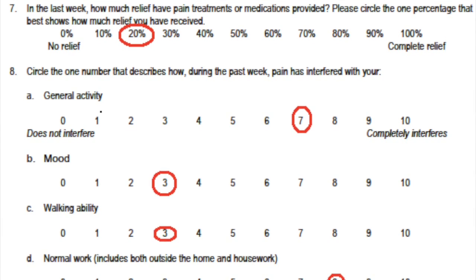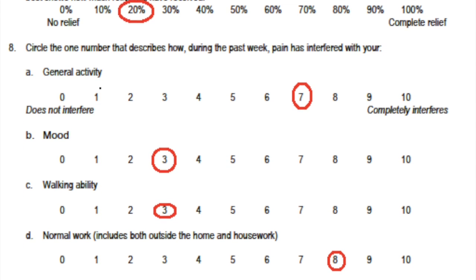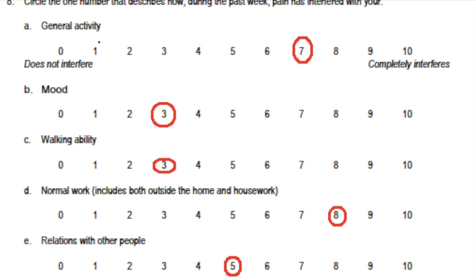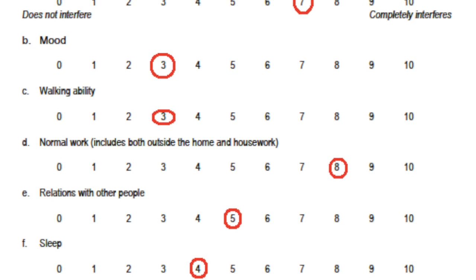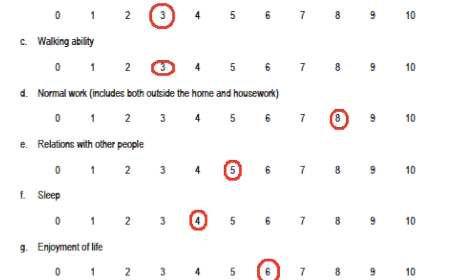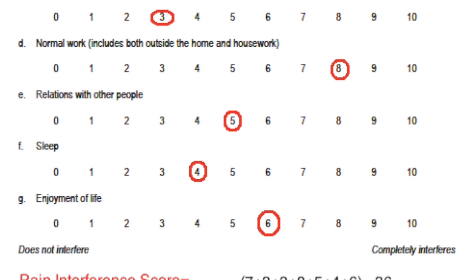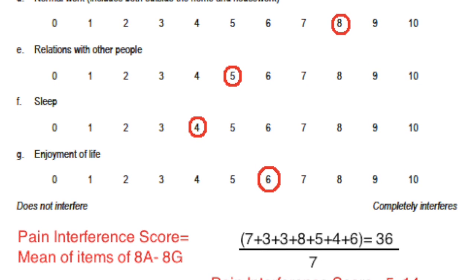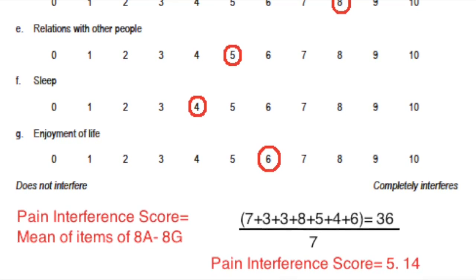Question 7 regarding medication management can give you a good indication of how effective their current pain management strategies are. It would also be useful to find out what medications they are currently taking to reduce their pain. You could also take the mean score of items 8A to G to get a pain interference score. As well, items could be looked at individually to inform your clinical reasoning. As you can see in this example, the client rated an overall average of about 5 for pain interference.